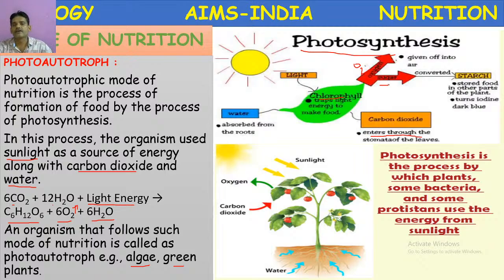But that sugar, if it remains in the glucose form only, may be utilized in the leaf itself. So finally, this sugar is converted to starch, the stored food in other parts of the plant. So leaves are called food factories. After the production of food, sugar, it is converted to starch, and that starch is transported to different parts.